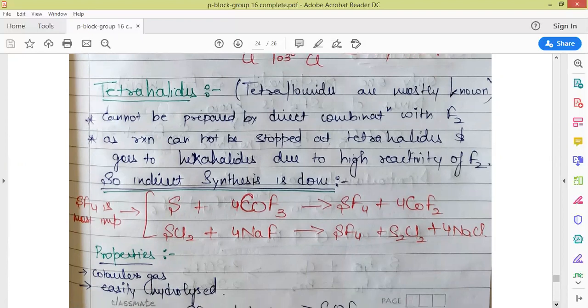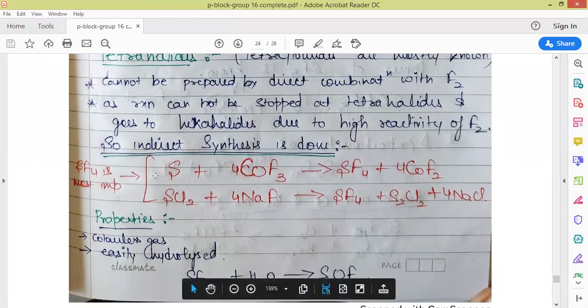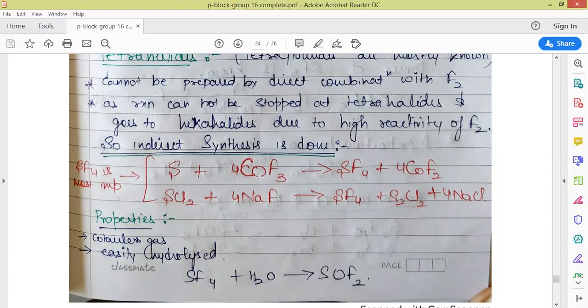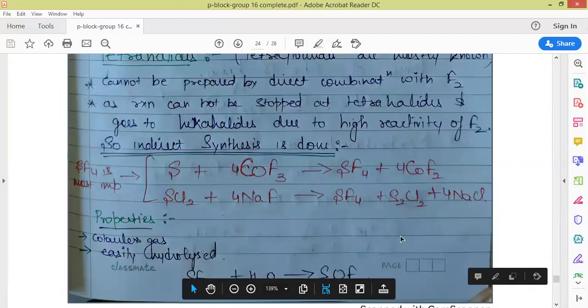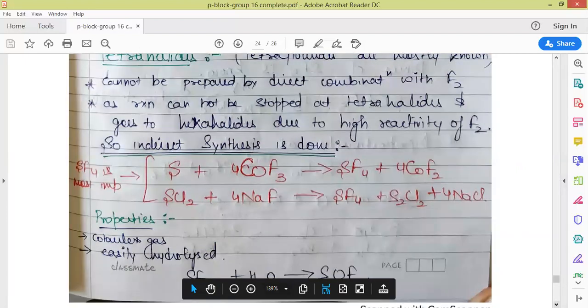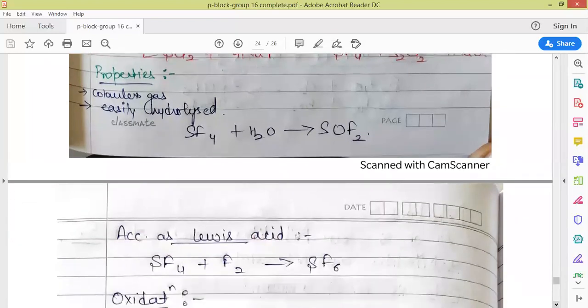So for fluorine, the reaction which is adopted is from the dichloride of sulfur, or from elemental sulfur, which is reacted with cobalt fluoride to get SF4, or the dichloride of sulfur is reacted with sodium fluoride to give SF4. So this is an important reaction for the synthesis of SF4, the only tetrafluoride which cannot be prepared directly. Coming to the properties, it is a colorless gas, it is easily hydrolyzed, and it hydrolyzes to give the oxyfluoride, that is SOF2.